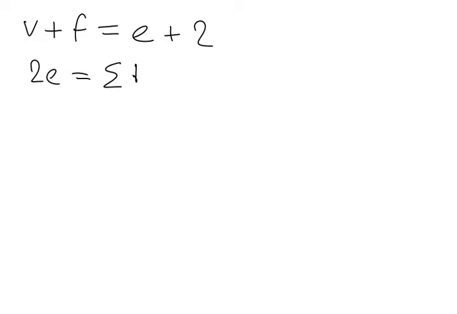if we have a planar graph, it satisfies our formula: the number of vertices plus the number of faces is the number of edges plus 2. And we also know that we can calculate twice the number of edges in two different ways. We can calculate it as the sum of degrees or as the sum of sizes of the faces. So let me denote the degree of each vertex by d, and the size of each face by s.